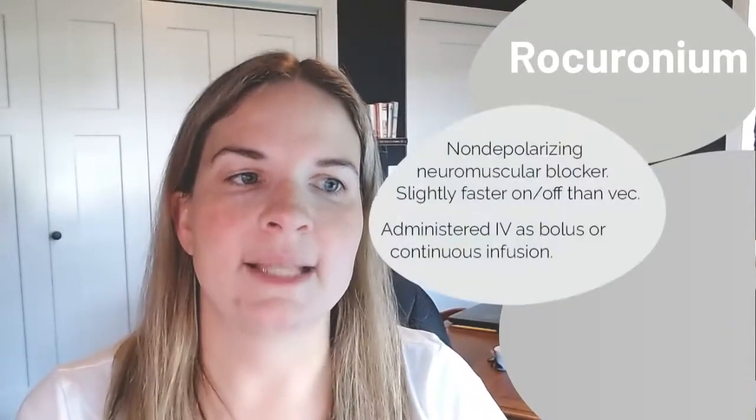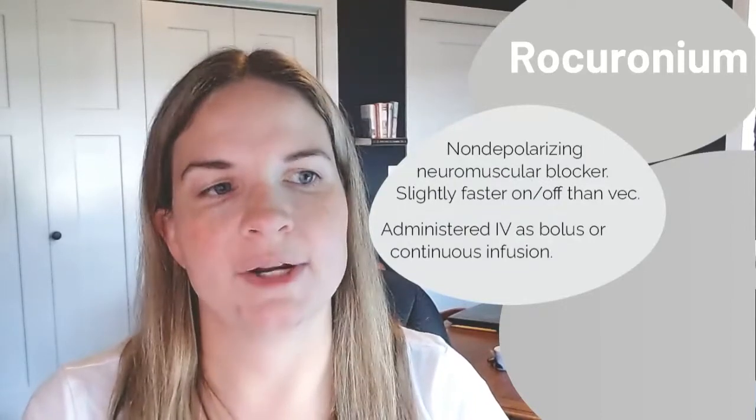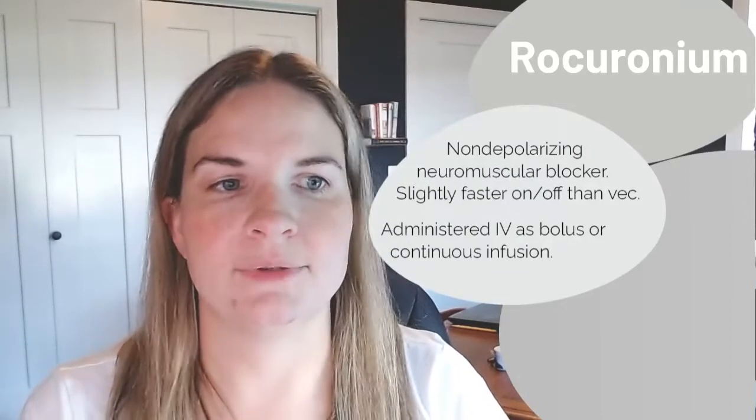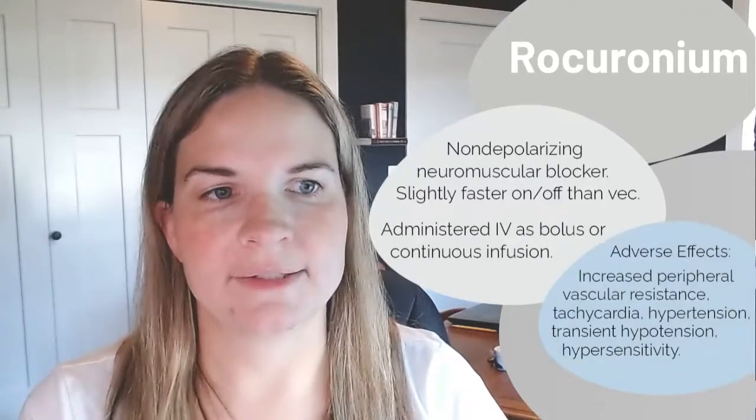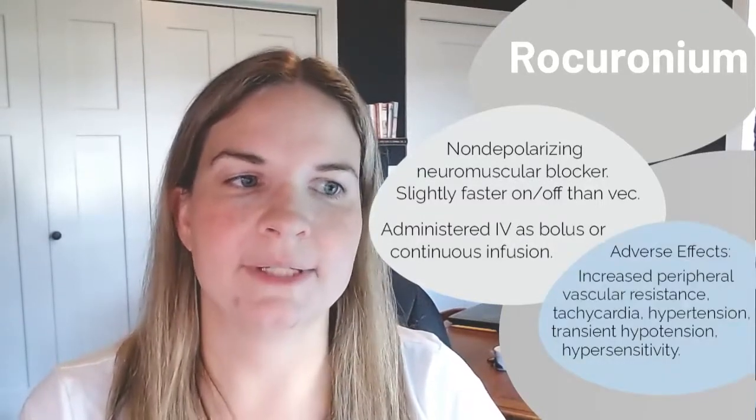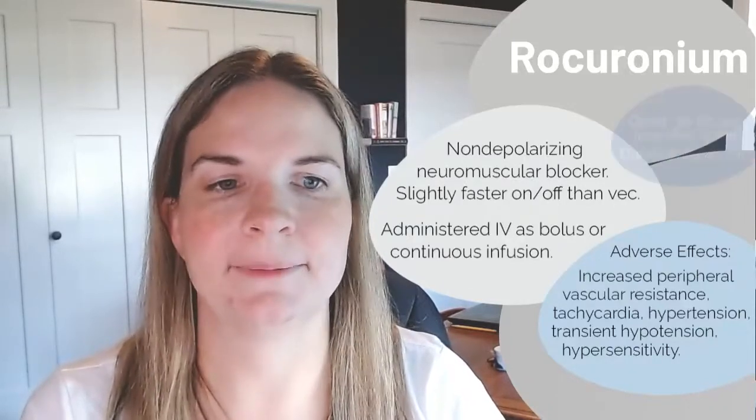Another paralytic option is rocuronium. Roc has a slightly faster onset and elimination than VEC, and is therefore frequently used for RSI. It can be used as a continuous infusion as well, but we typically use VEC for that purpose. Adverse effects can include increased peripheral vascular resistance, tachycardia, hypertension, transient hypotension, and hypersensitivity.